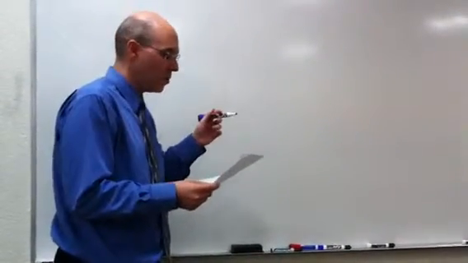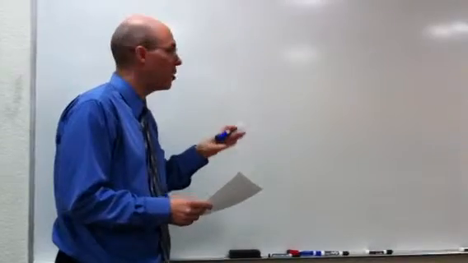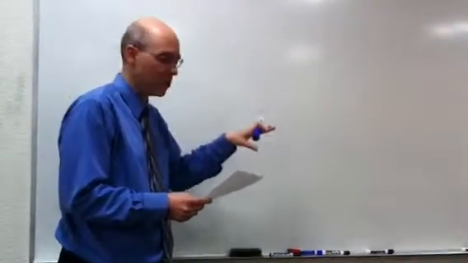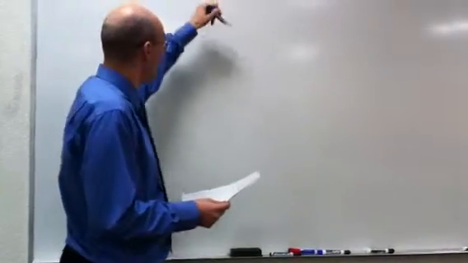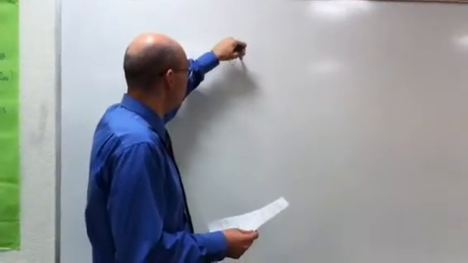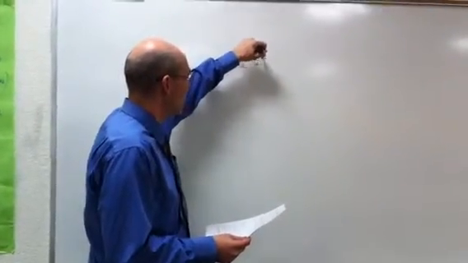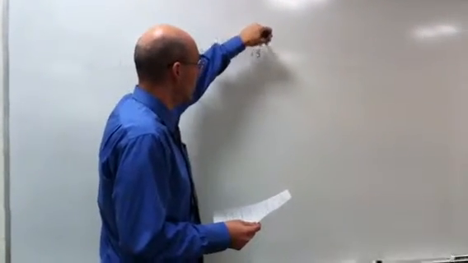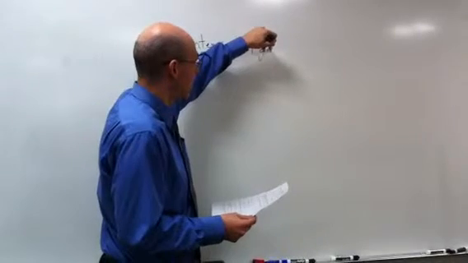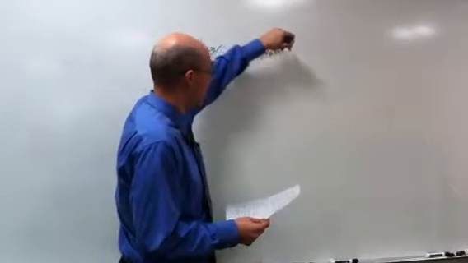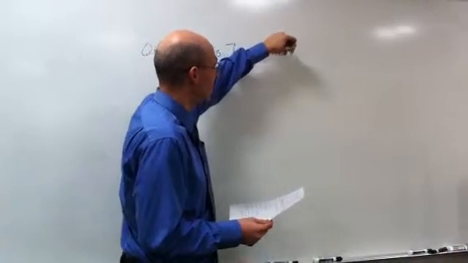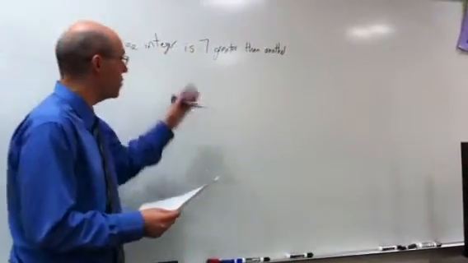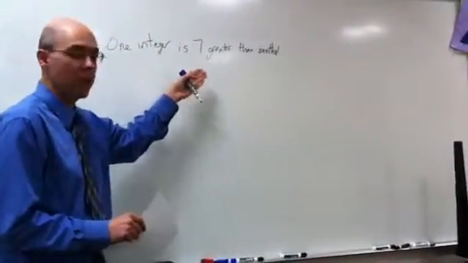Okay, so today we're going to do systems of equations, but we're going to do word problems and then translate it into a system of equations. The problem is: one integer is 7 greater than another. Okay, so one integer is 7 greater than another.